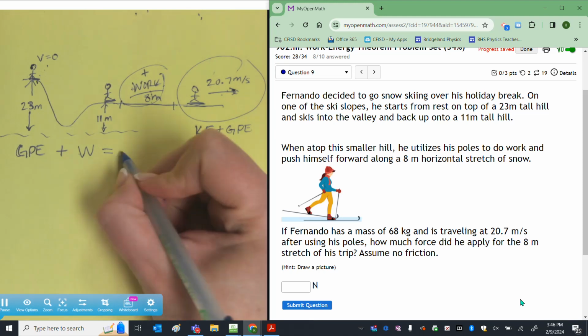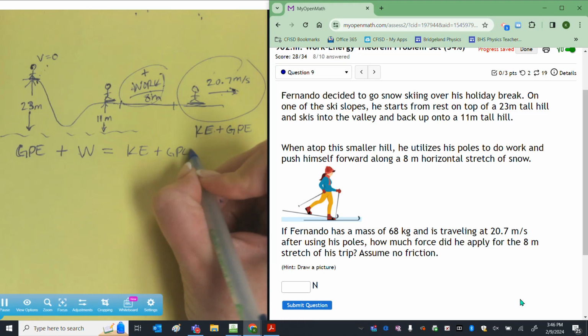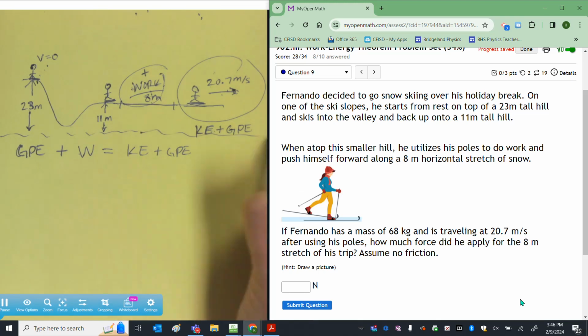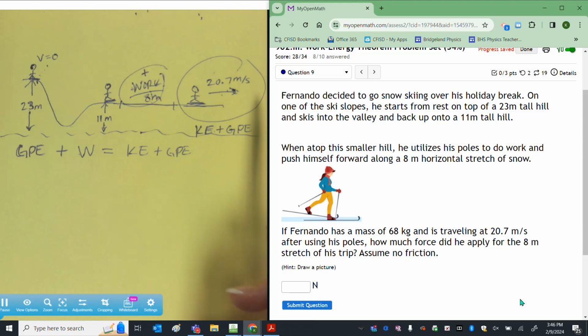GPE initial plus work equals KE final plus GPE final. Some of you guys are having a really hard time with this question. I'm not sure if it's because of where the work is mentioned in the story, but it doesn't matter. It happens before this final state, so you're going to add it to whatever you had initially in order to get this.